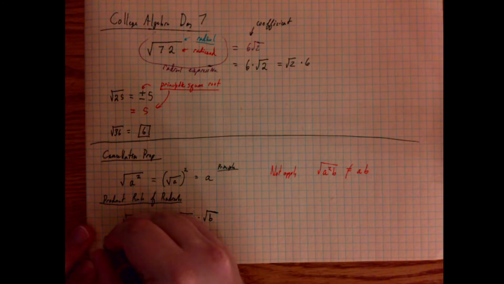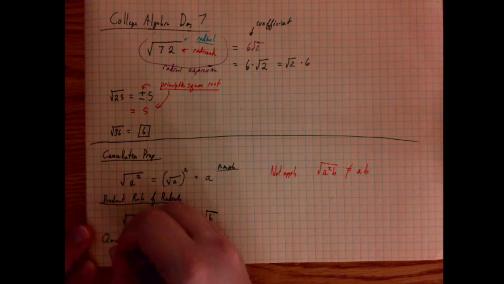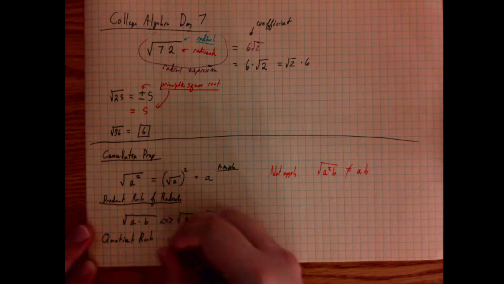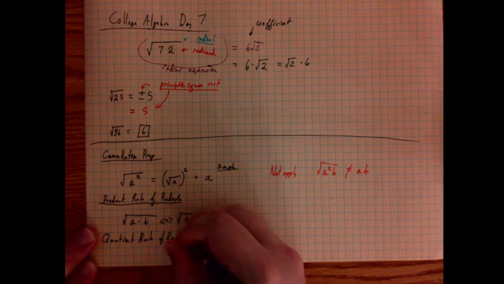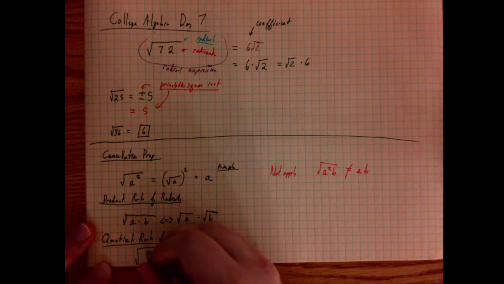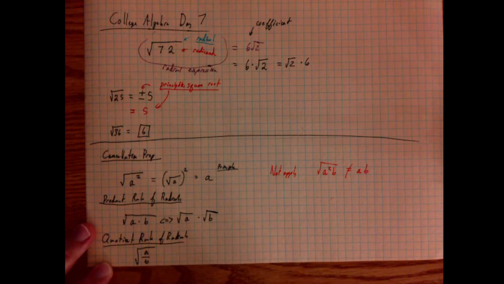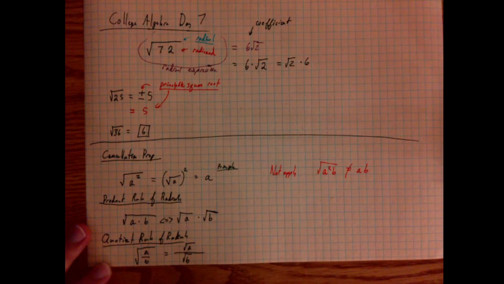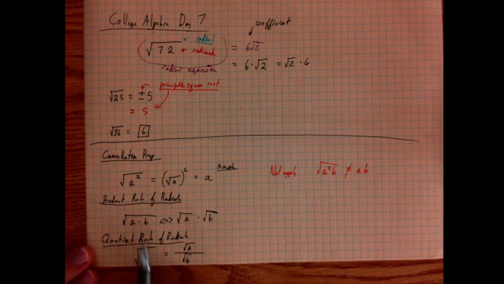There's also a quotient rule. It works much the same way. If I have like the square root of a over b, it may be rewritten as the square root of a divided by the square root of b. In other words, radicals can be split or connected as long as it's multiplication and division.